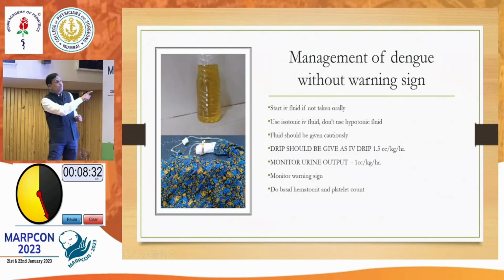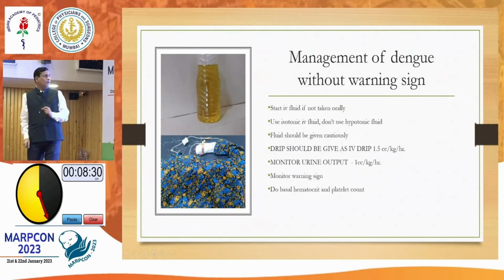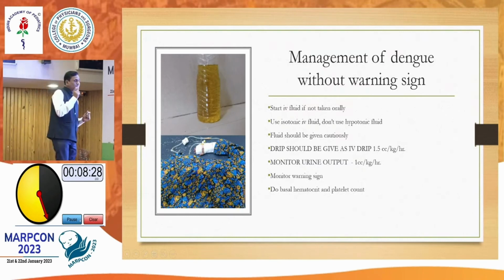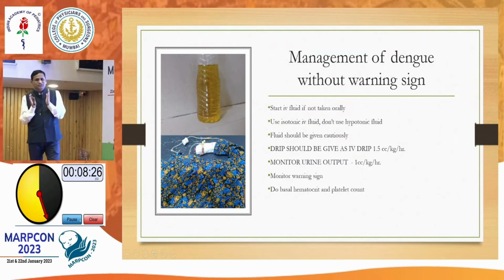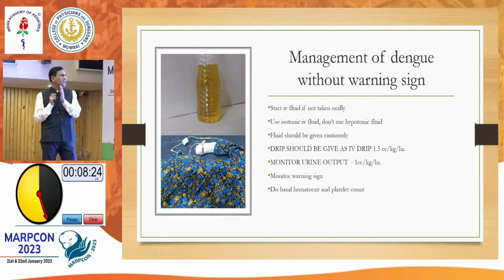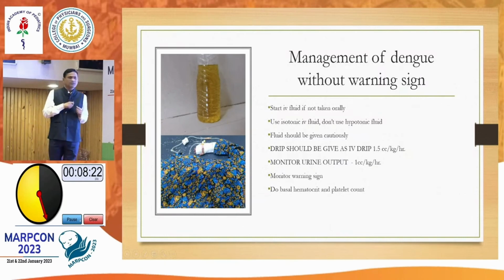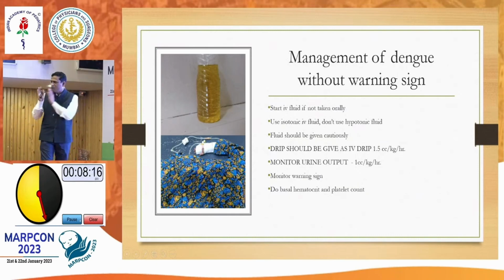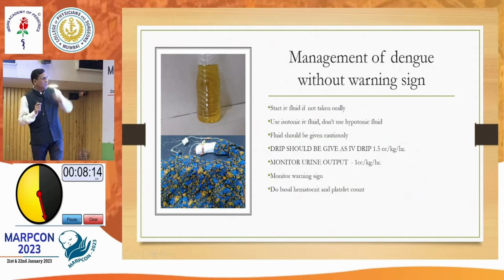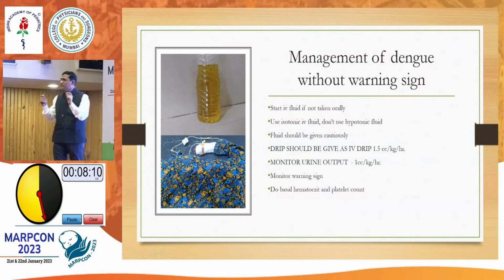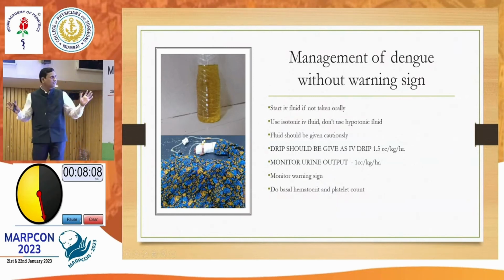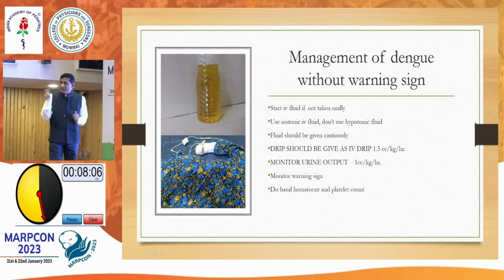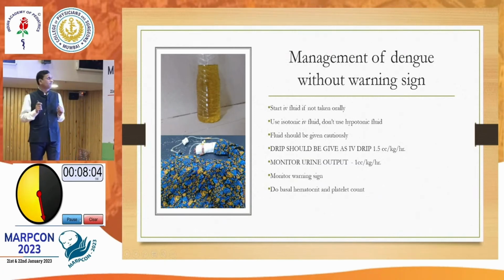When to start the IV fluid in the febrile phase? You have to start IV fluid only if the child is not taking orally. Try to avoid the IV fluid. Use it only if required, in those children who are dehydrated and not taking orally. You have to use isotonic saline. Don't use hypotonic saline like isolyte P or half DNS. Fluid should be given cautiously in dengue fever.